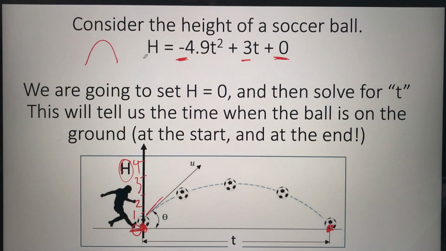So equation-wise, we set the height equal to 0. We make the height in the equation equal to 0, and then we solve for t. And what we'll get is the t value here and the t value here. This will tell us the time when the ball is on the ground, at the start and at the end.